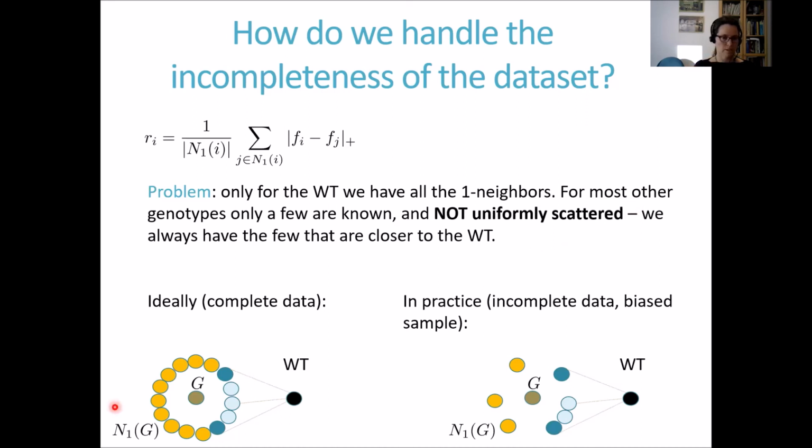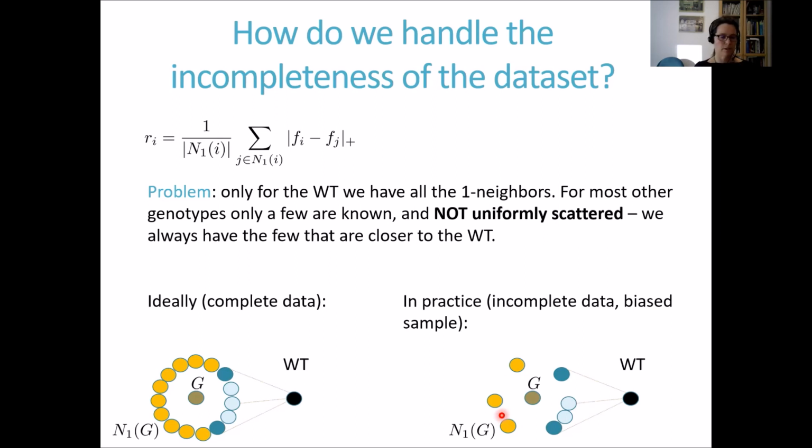Just to demonstrate this, let's think that this is our genotype and these are all its single mutants. Here is the wild type, and the light blue are closer to wild type. The darker blue have equal distance to wild type, like this genotype, and yellow ones are further away. Just because of the way the dataset was created, we usually have all or almost all of the blue ones, those that are at equal distance or closer to wild type, and we have only a few of the yellow ones, those that are further away. But actually the yellow ones are the majority.